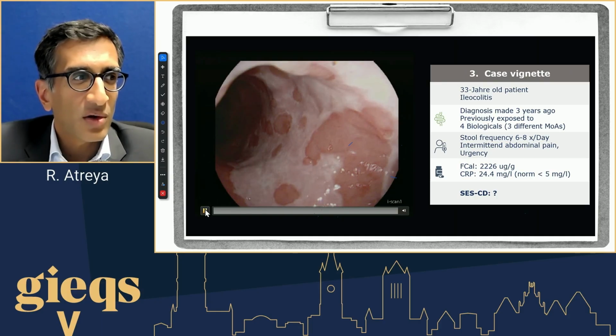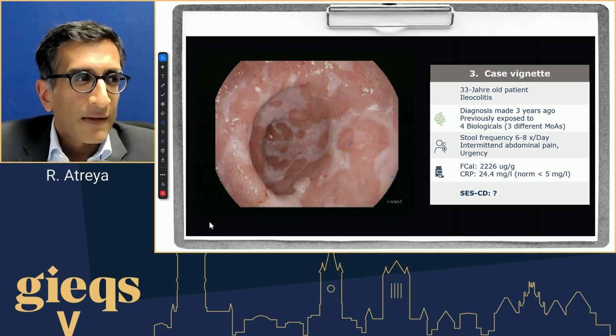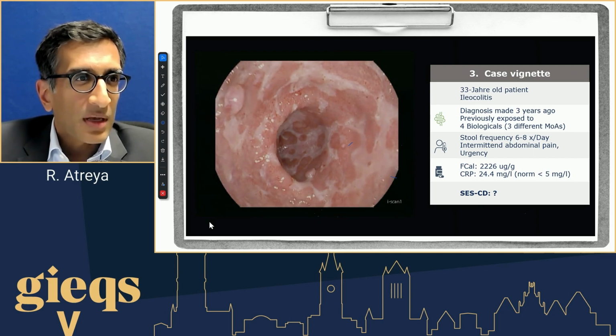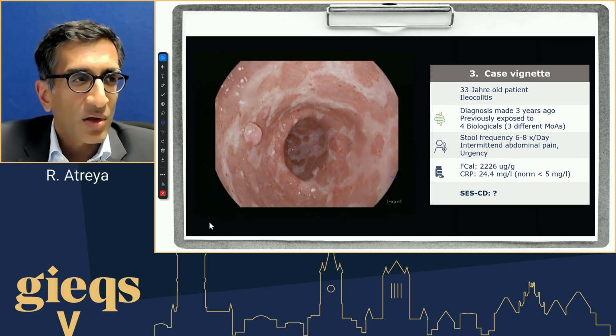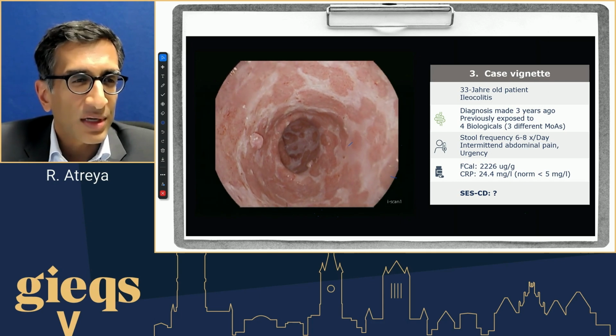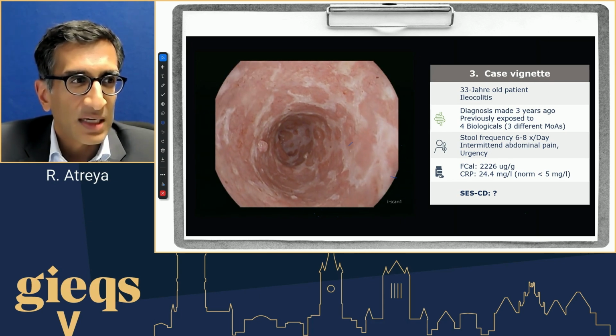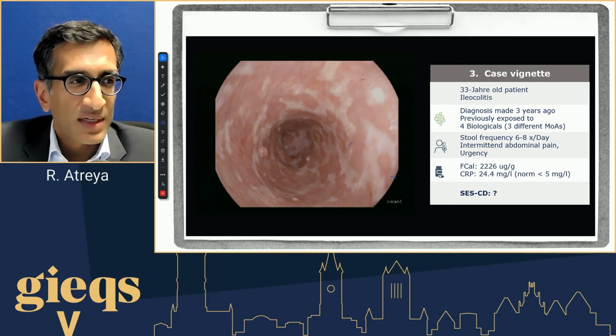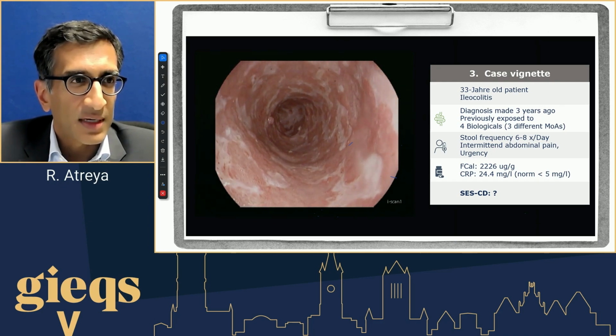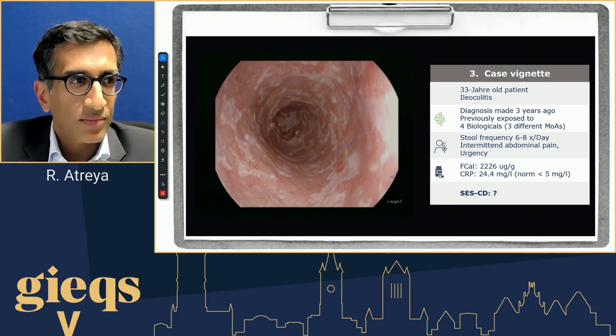So here's another video. Another Crohn's disease patient with ileocolitis. You can see here the colon. There's clinical activity, heightened fecal calprotectin levels and CRP levels. So just think about this segment. Now this is a left colon, again from the splenic flexure till the rectum.